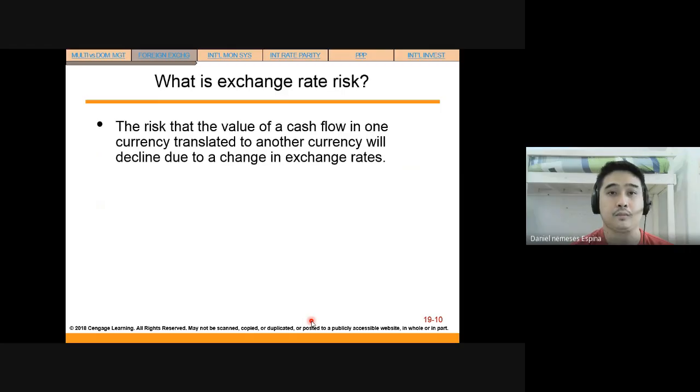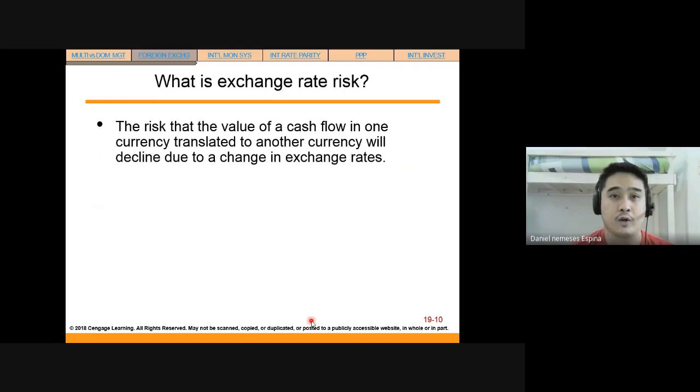So kung sa una 45 per $1, karon 44 na, which means that their remittances to their families are now lower compared to before. However, if the US dollar is now stronger in relation to the Philippine peso, let's say it becomes 50 pesos per $1, then it is good news to the families, both the OFW and the family of the OFW, because they now have a higher amount.